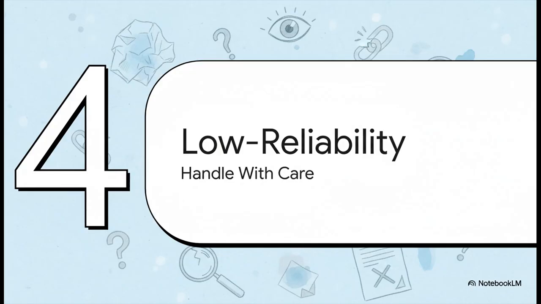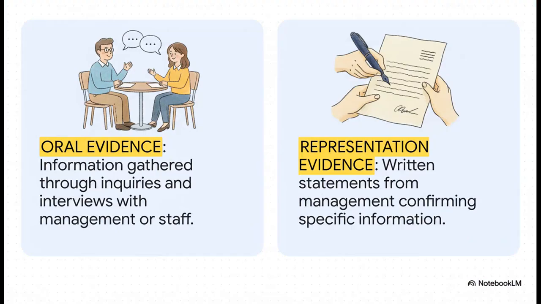All right, time for our last category, and this is the stuff you really have to handle with care. I'm talking about low reliability evidence. Now, it can be useful for sure, but, and this is a big but, it always has to be supported by something stronger. So here, we're looking at two types of evidence that both come directly from the client's own people. First, you have oral evidence. That's just the answers you get when you're interviewing people. Then there's representation evidence, which is more formal. It's a written statement from management, like the famous rep letter.